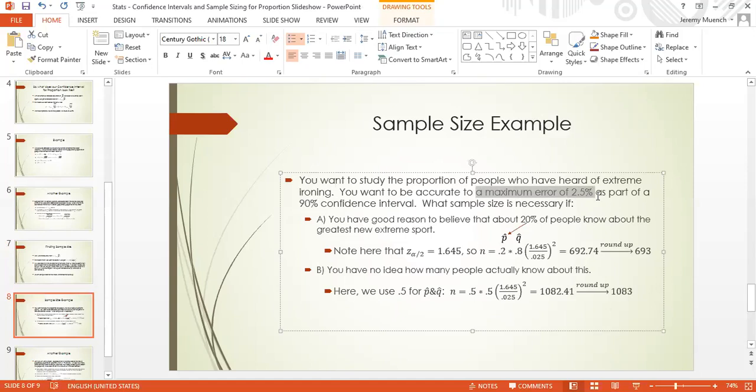If you ever see the word error, maximum error, level of accuracy, saying like to within this much, saying something like accurate to within, all these are catchphrases for the amount of error that you're willing to allow. And then lastly, if you're just saying, we expect the proportion to be, we have good reason to believe that about this proportion of people, these things are all what p hat's going to be. And you can see here, I just drew an arrow to show that this is p hat. And if p hat's 0.2, q hat's 0.8.